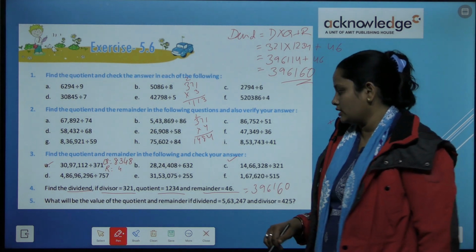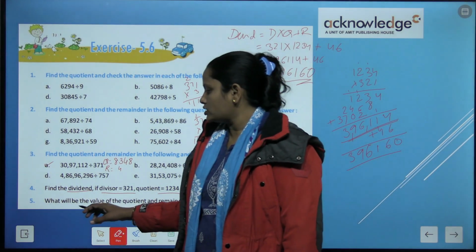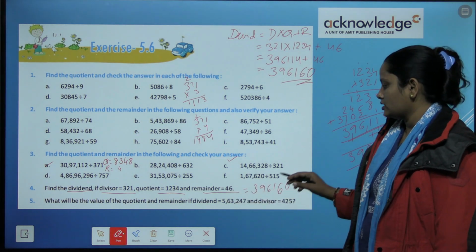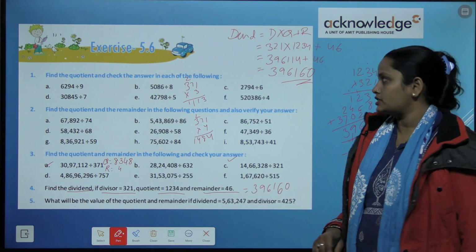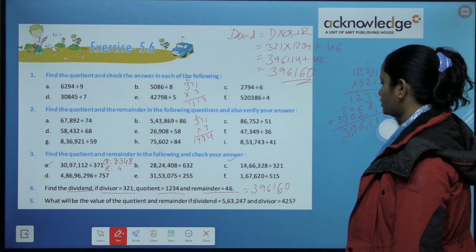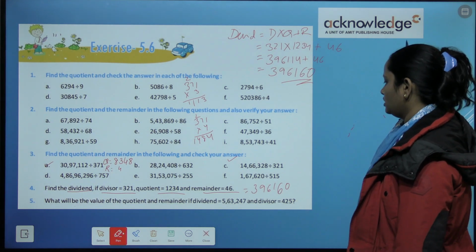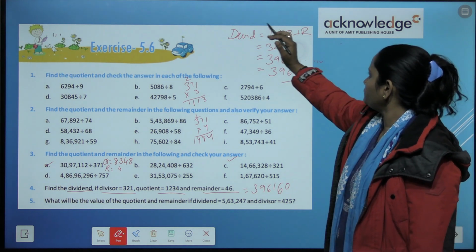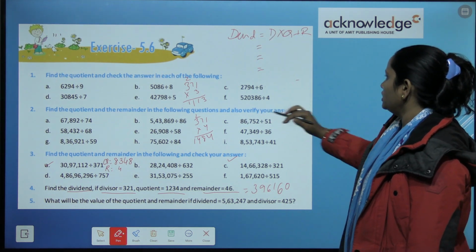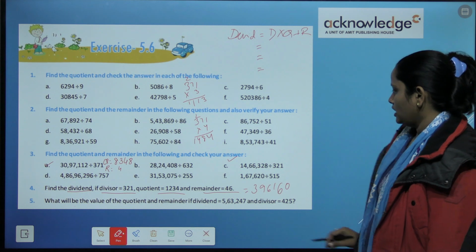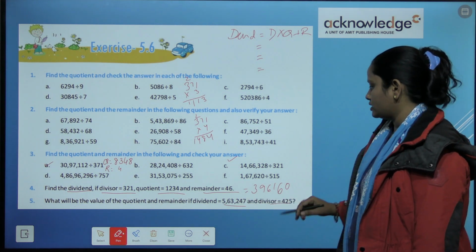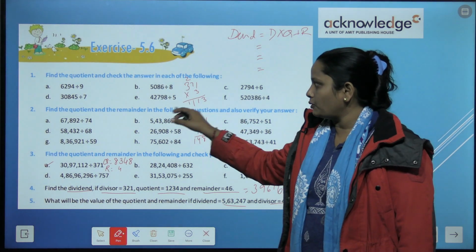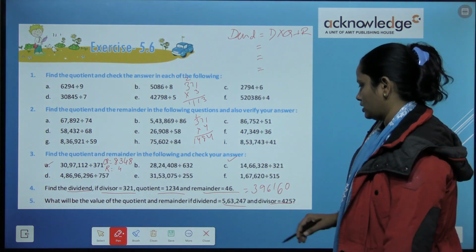I hope this is clear. Now the fifth question says, what will be the value of the quotient and the remainder if the dividend and the divisor are this. अब इस क्वेश्चन में क्या करना है, हमें क्वेश्चन और रिमाइंडर फाइंड आउट करना है और डिविडेंड और डिवाइजर दिया गया है. सो सेम इसी प्रोसेस से हमें डिवाइड करना है.